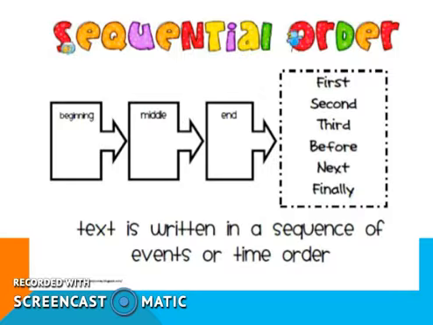Sequential order is another type of text structure. This text structure allows us to describe things in chronological order, like a timeline, or steps, meaning something that happens in the beginning, middle, or end. We might use those keywords first, second, third, before, next, and finally.